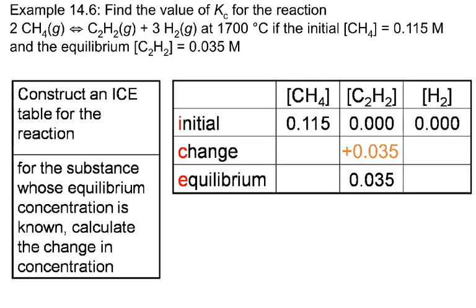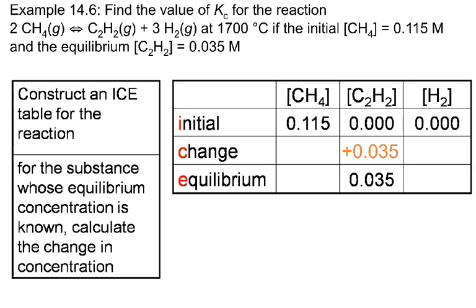Okay, so our question: find the value of Kc for the reaction 2 methane goes to acetylene, C2H2, plus 3 hydrogen at 1700 degrees Celsius if the initial methane concentration is 0.115 molar and the equilibrium acetylene concentration is 0.035 molar. The way we solve these problems is by using something called an ICE table.